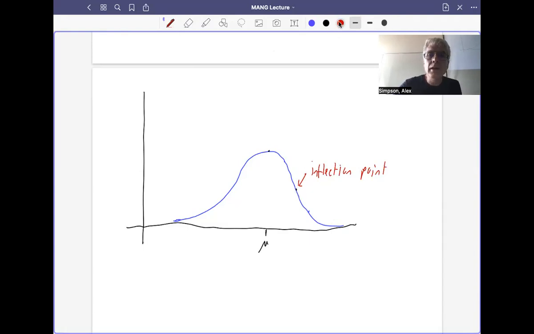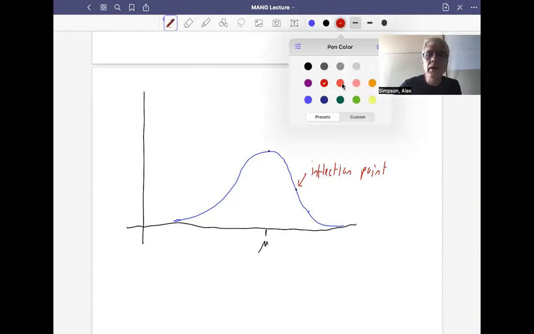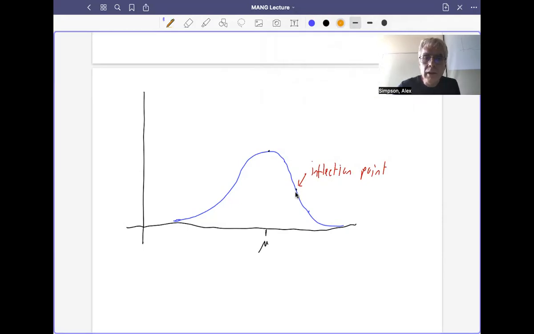The distance from the mean to the inflection point is a measure of how fat the curve is, so how widely spread the data is. This measurement is called sigma, and this is called the standard deviation.